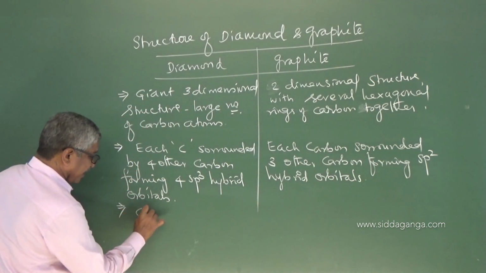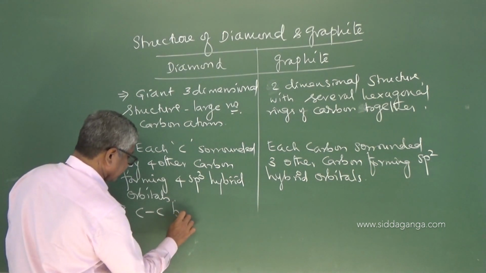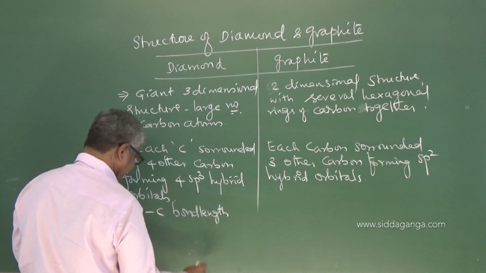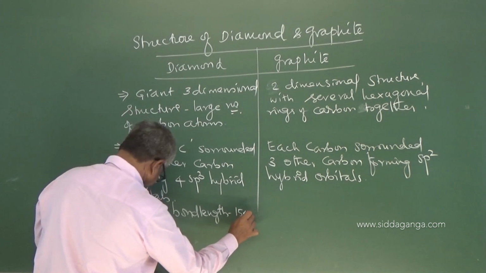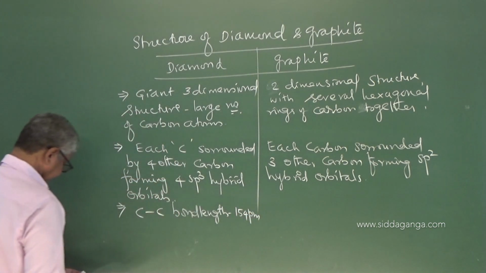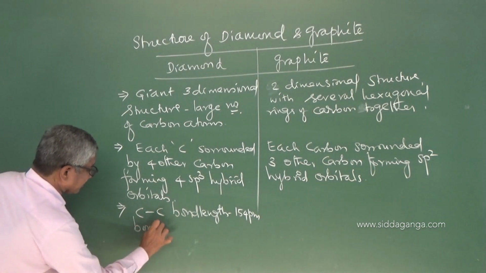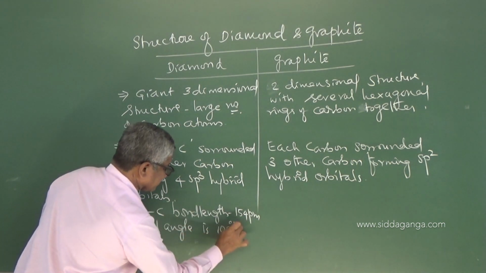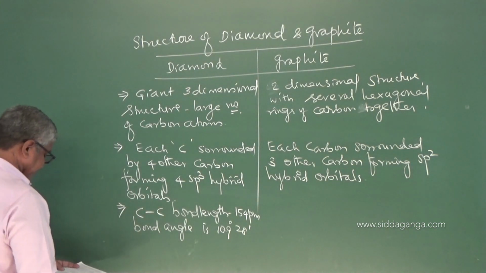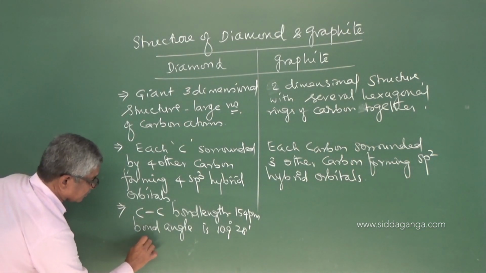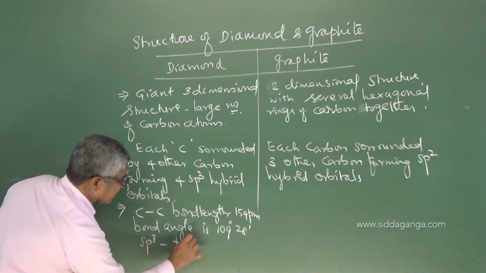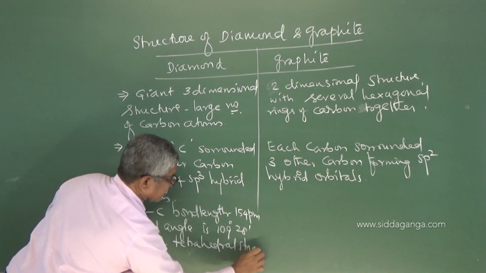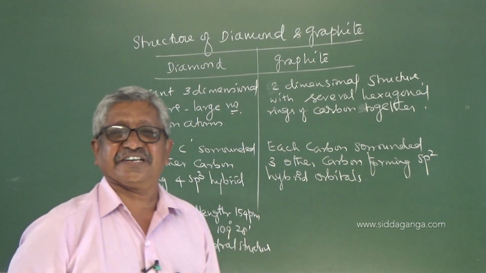In diamond, the carbon-carbon single bond length is 154 picometer. Bond angle is 109 degree 28 minutes. And it is having sp3, so it has a tetrahedral structure.